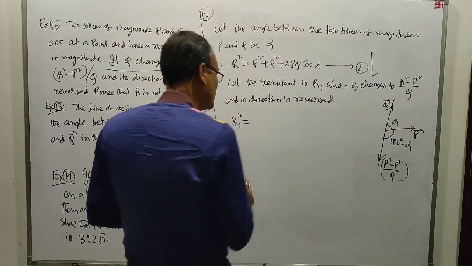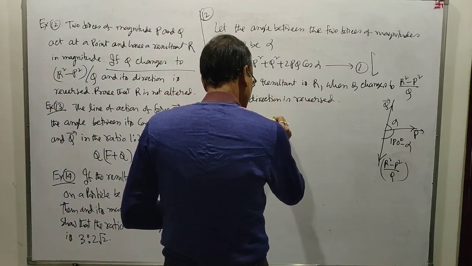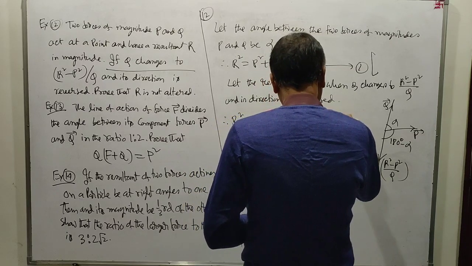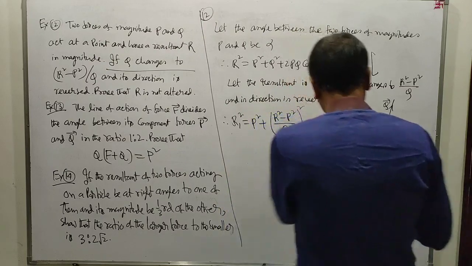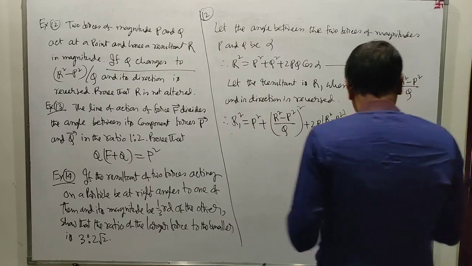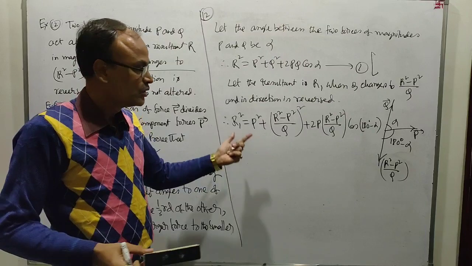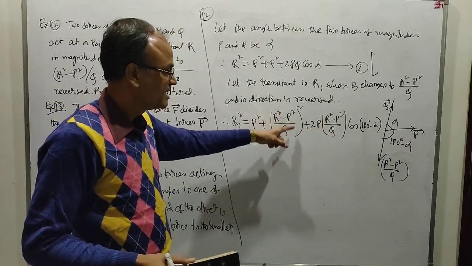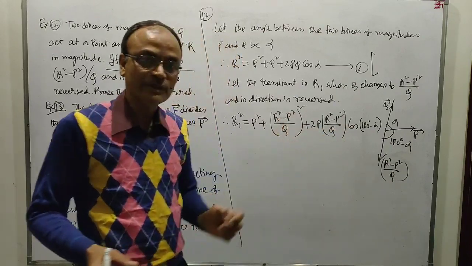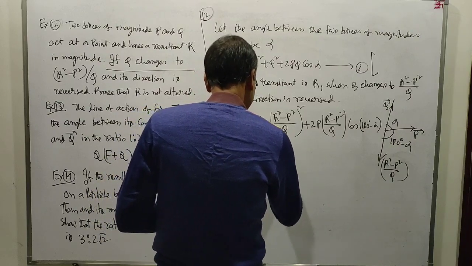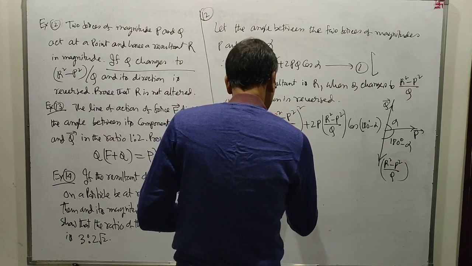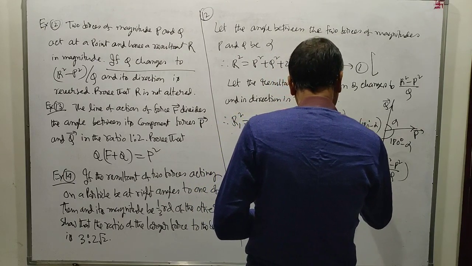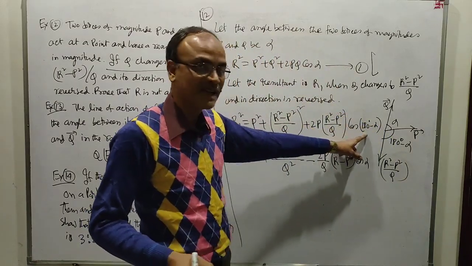Therefore, R1 square equal to P square plus R square minus P square by Q whole square plus twice P into R square minus P square by Q into cos of 180 degree minus alpha. Direction is reversed, right? We have used the same formula, R square is equal to P square plus Q square plus twice PQ cos alpha. For Q, I have written R square minus P square divided by Q. This means this is equal to P square plus R square minus P square whole square divided by Q square minus twice P by Q into R square minus P square cos alpha, because cos of 180 degree minus alpha equal to minus cos alpha.